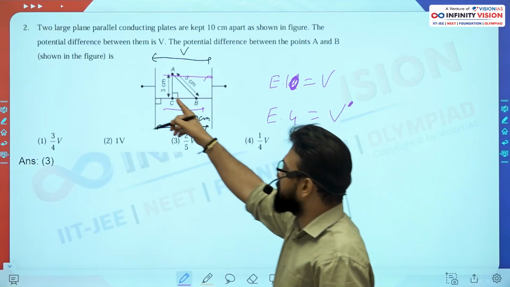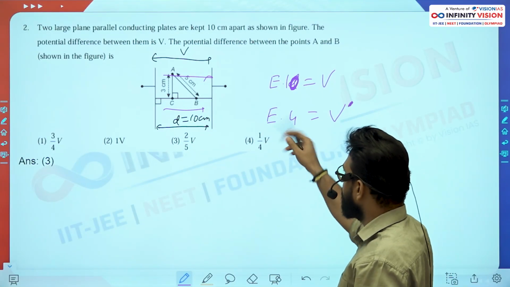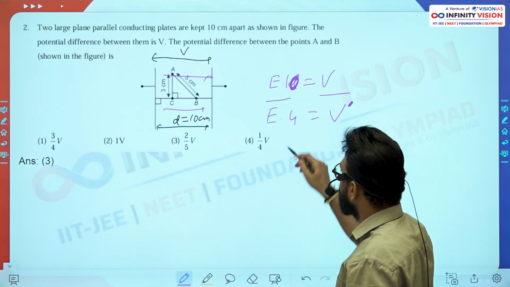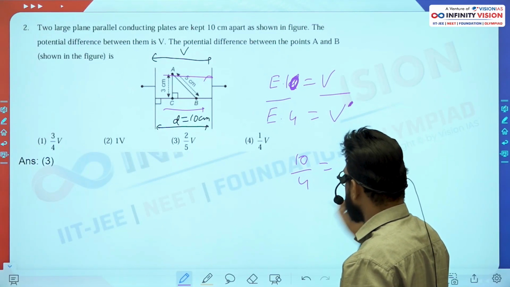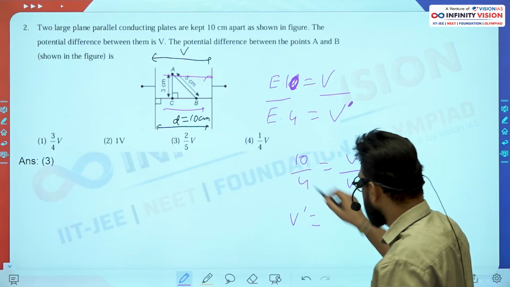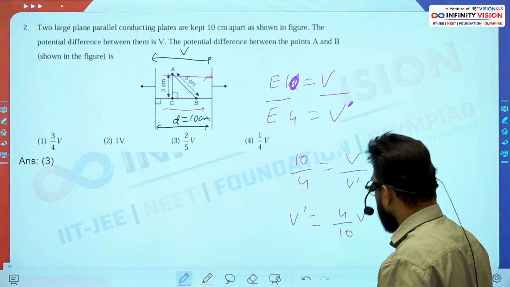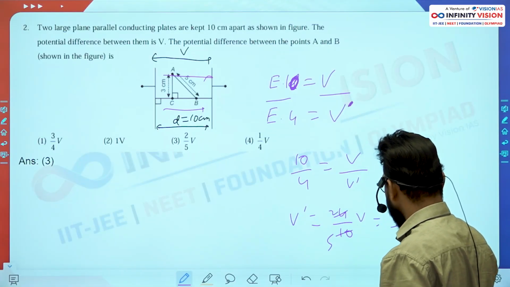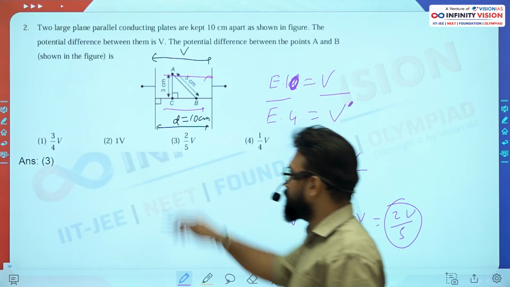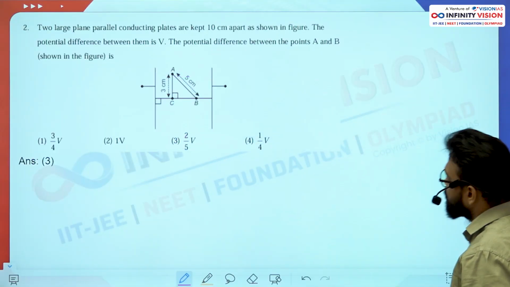Potential difference across C and B, let it be V dash. So divide it, E will cancel out. So you'll get 10 by 4 is equal to V by V dash, and V dash comes out to be 4 by 10 V, which is 2V by 5. So the third option is the correct option that we are getting. Next.